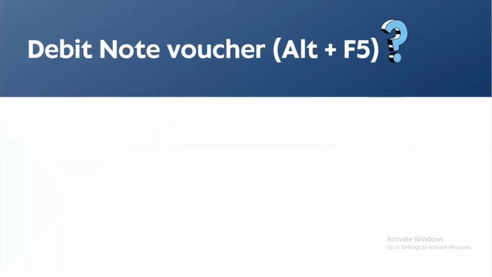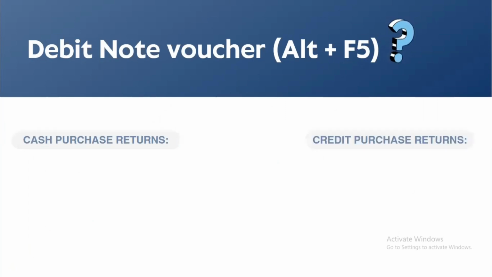What is debit note voucher? It is used to record the transactions relating to purchase returns. Yes, this voucher is used to record the transactions relating to purchase return and also return outwards. Purchase return is also known as return outwards. And the shortcut key of debit note voucher is Alt plus F5. And debit note is also of two types, cash purchase returns and credit purchase returns.